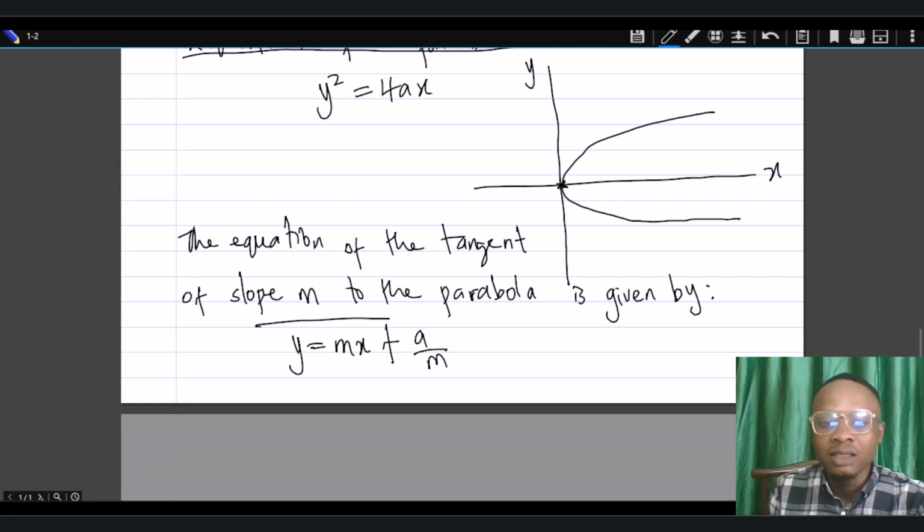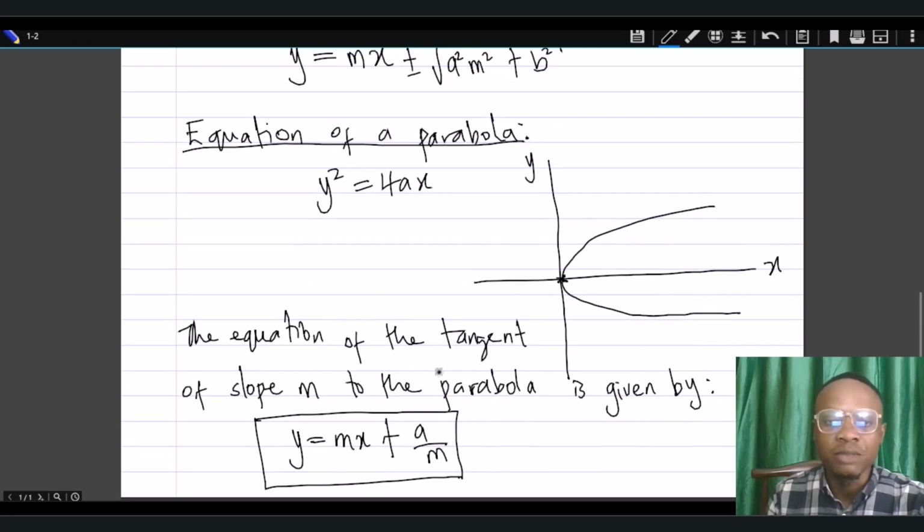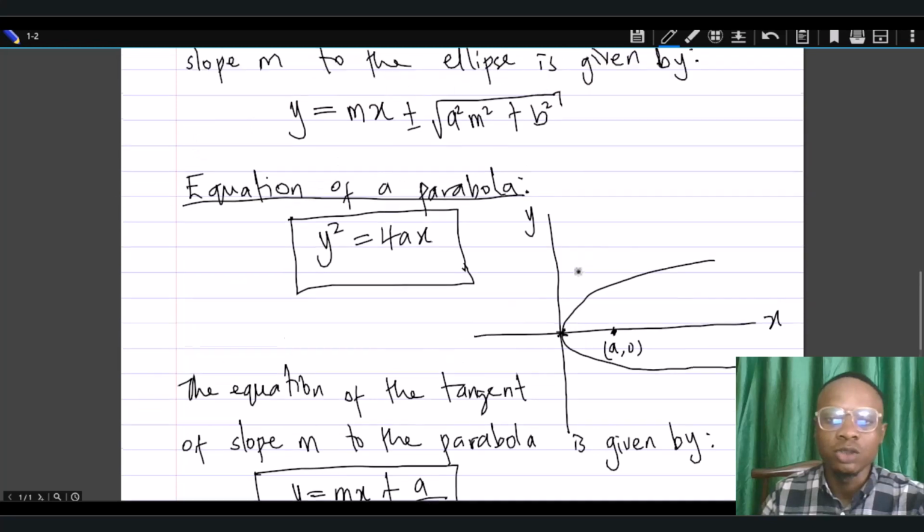So these are the equations that we need to have in mind in order to solve these problems. This is the standard form of the equation of a parabola. Of course, a here tells us this distance to the focus. So this is the focus of the parabola. From this point to this point is a. So that is it on the x-axis. So this is going to be (a, 0). Okay, so that is the idea for this situation.